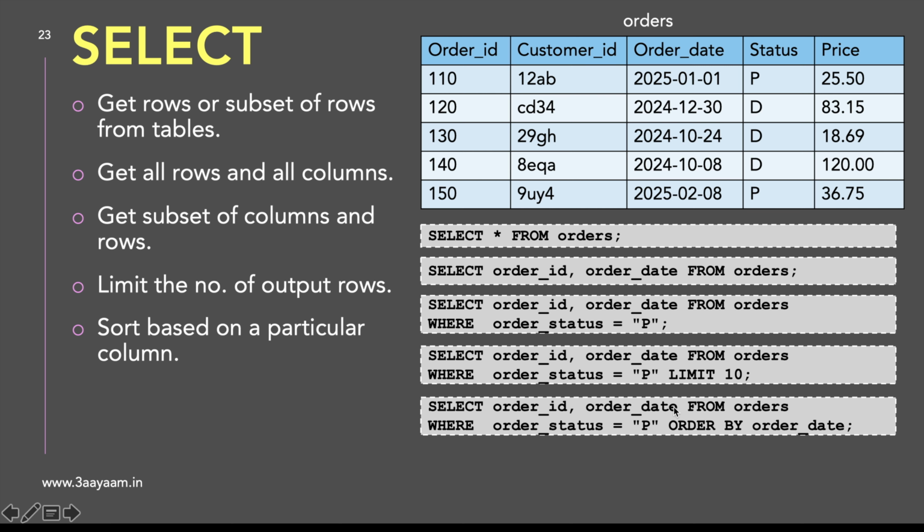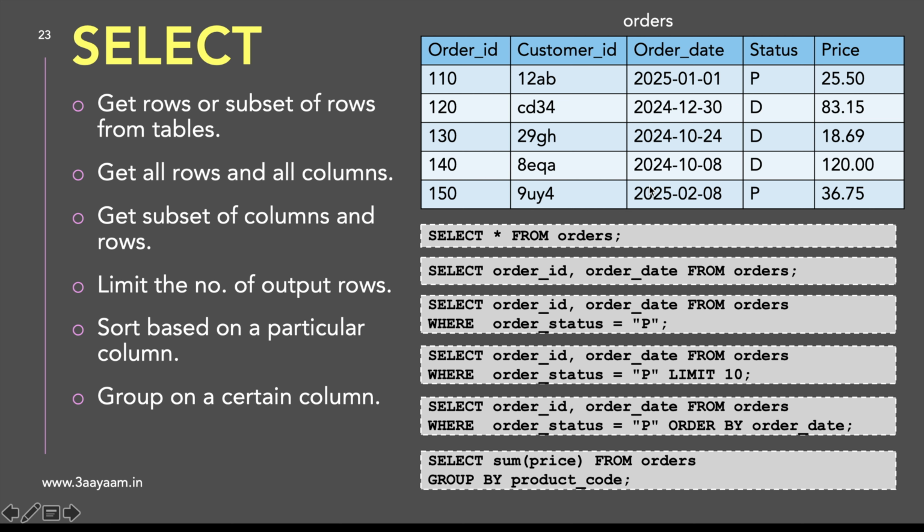In that case, we'll get the rows in descending order of order date because we have mentioned order date in the order by clause. Then you have group by also. We can group based on a certain column, and group by is typically used for aggregation. So let's say I want to find out all the products sold for a particular product code because I want to find out which product is sold the most based on price. So let's say I have a product code in the orders table, and for every unique product code it will sum all the price.